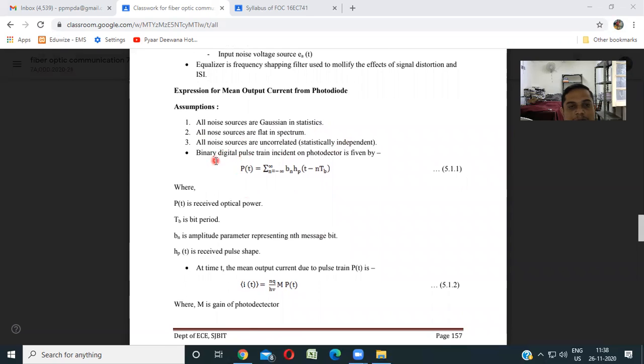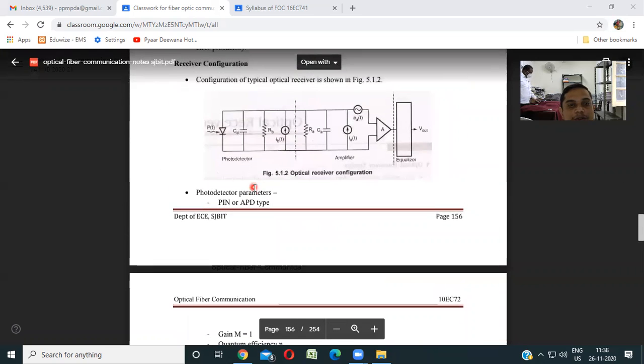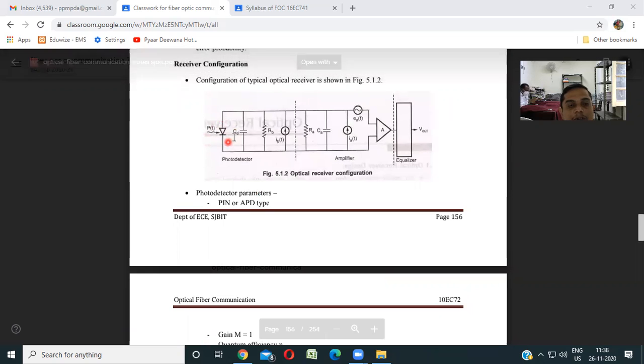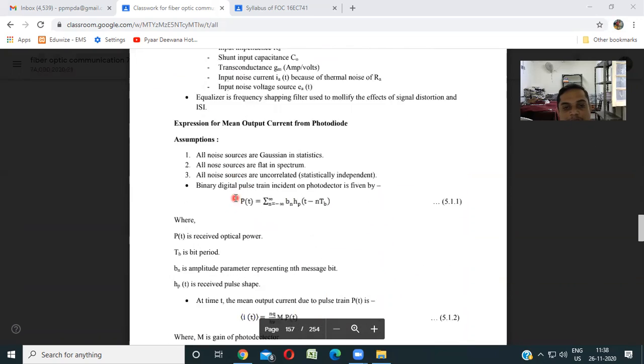So this is the equation: binary digital pulse train incident on the photodetector. Binary digital pulse train. Here you can observe the train. Train means we are getting pulses one by one at the surface of the detector. Here you can see the detector. Continuously there is an incidence of photons on the photodetector, and you are getting the pulses incident on the photodetector continuously. Then it is called a pulse train.